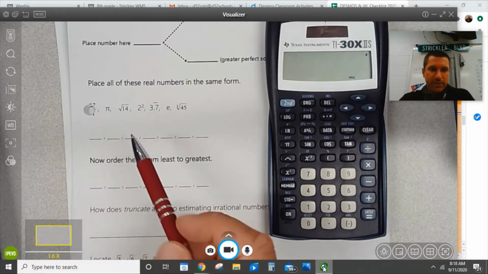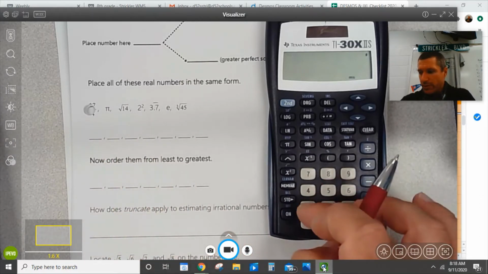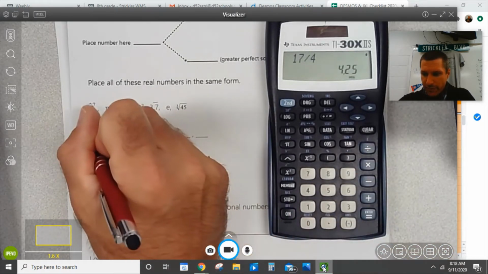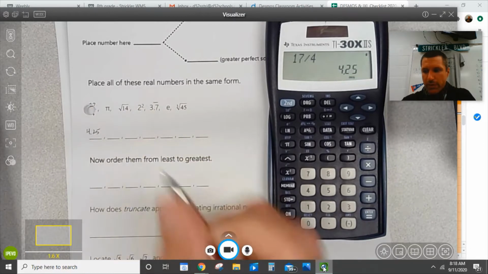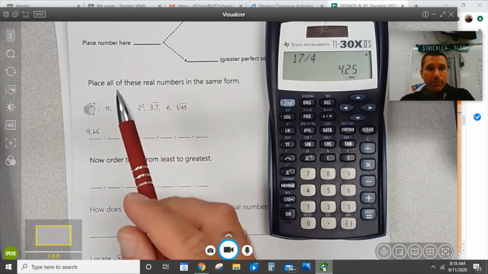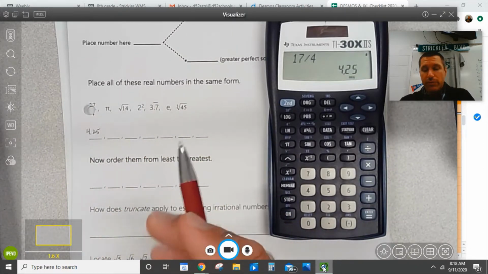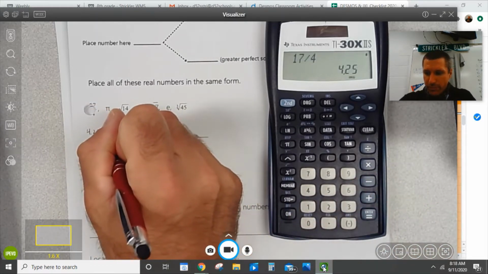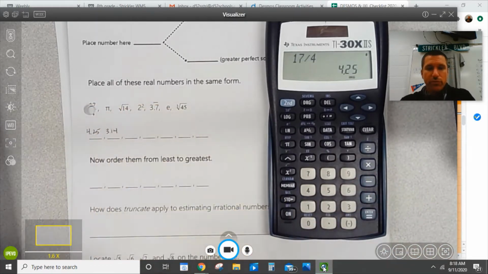So I think that was 17 over 4. In the calculator, we'll just take 17 divided by 4, and we know what that is already. It's 4.25. Write that down right there. Okay. Pi, well, if we're going to use pi, we have to actually look at the decimal expansion and then truncate. So we know 3.14. If that's enough to organize these from least to greatest, great. If not, we can add another digit.